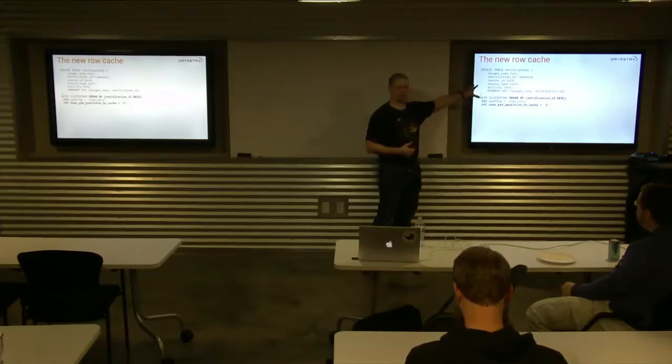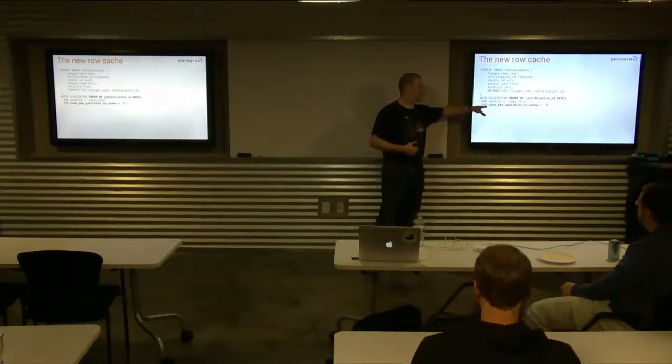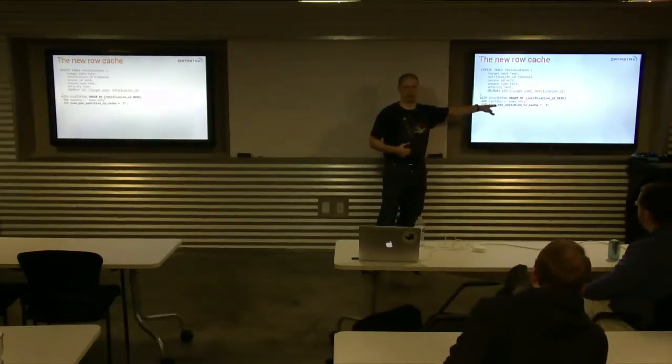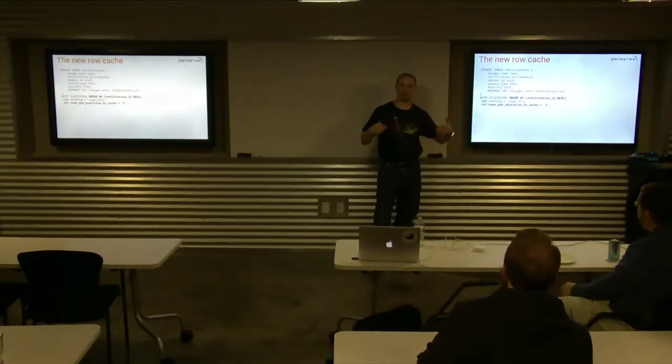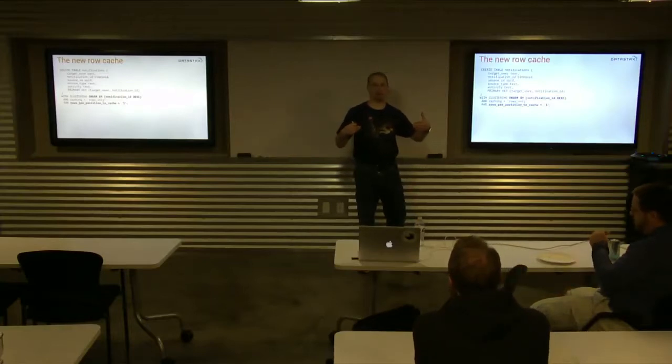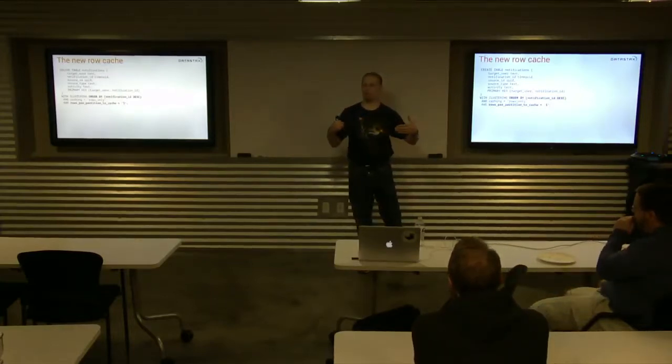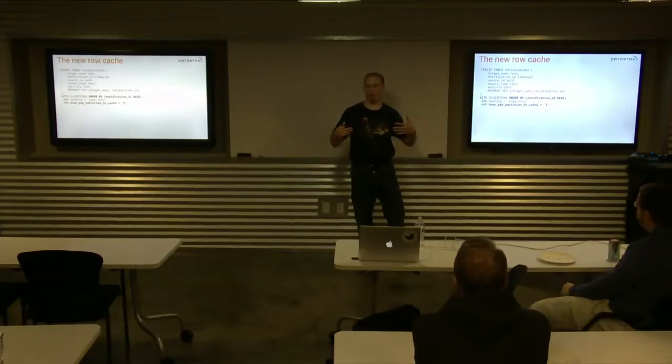So what we've introduced in 2.1 is this directive here, rows per partition to cache. It caps how much of that partition is going to be kept in memory. So even if you have a data set with wildly varying partition size, you're still safe. It's still going to prevent you from shooting yourself in the foot there.